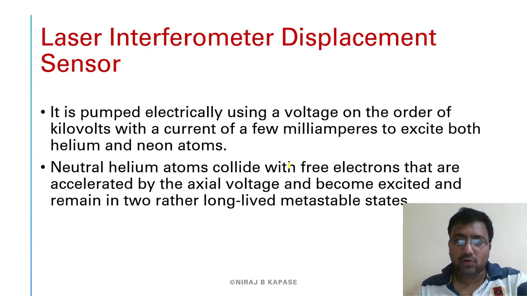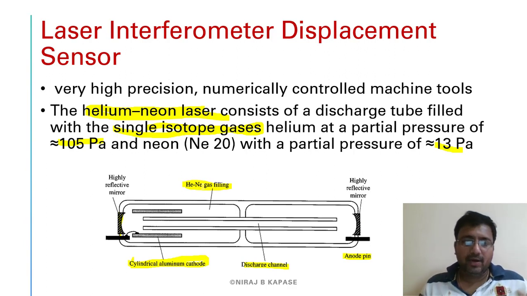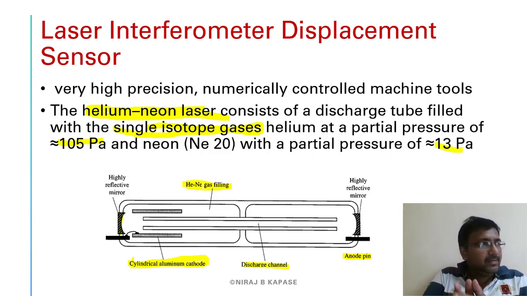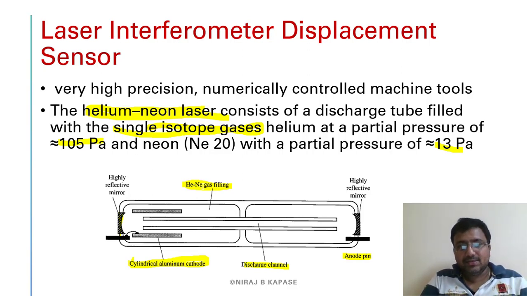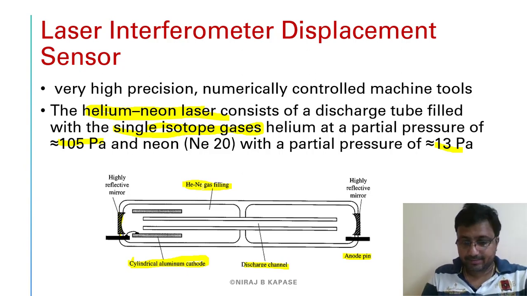The neutral helium atoms collide with the free electrons that are accelerated by the axial voltage and become excited, remaining in two rather long-lived metastable states. So this is based on the excitation of these gases, helium and neon, and because of the excitation they move from one place to another, and we measure the displacement based on this. So this is again a light based sensor, a laser based sensor, and for this we use helium neon laser gases. So this type of displacement sensor is a light based displacement sensor.